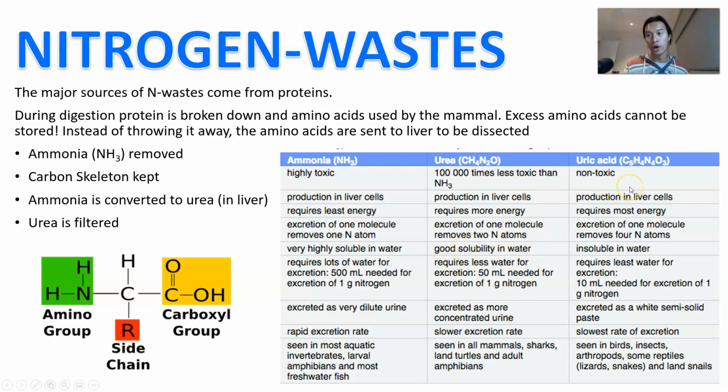Uric acid, this is what birds release, right? So birds release uric acid, C5H4N4O3. It's completely non-toxic, and it's also produced in the liver cells, and it requires the most energy to convert. So birds actually do a lot of work in converting their ammonia into uric acid, and then they just dump it and poop it, which is why bird waste is actually insoluble in water. When the bird poops, you often notice that the poop is both the feces and also the white stuff is the corrosive uric acid that it's releasing from its excretory system as well.